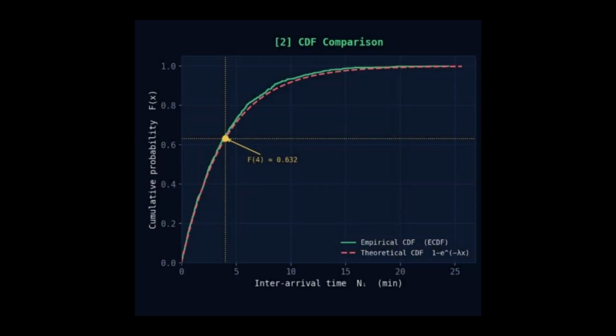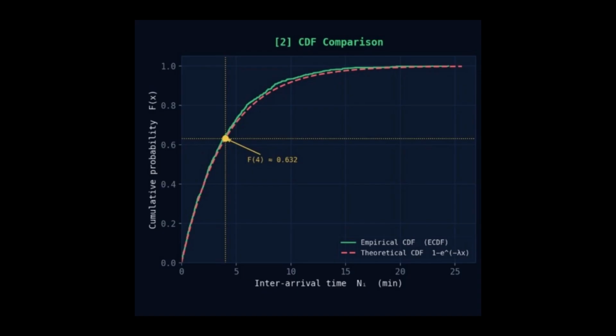Top right, the CDF comparison. The green function is the empirical cumulative distribution function. We built it by sorting our 1000 samples and plotting the fraction of values below each point. The red dashed curve is the theoretical CDF, 1 minus e to the negative lambda x, so the curves are nearly indistinguishable. That is exactly what we want to see.